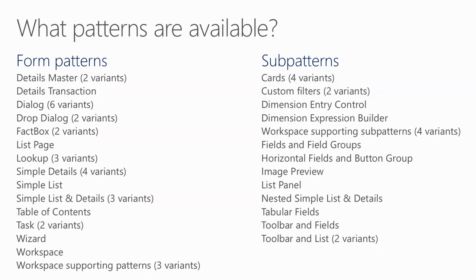On the subpattern side, in AX 2012, there was zero help for helping you define subcontent of your form. Now we have 13 different classes of subpatterns and 21 variants in all. And so the form patterns themselves are going to say, in certain containers, hey, this is the list of subpatterns that I like in this container. And so again, we'll look at these in a little bit more detail.